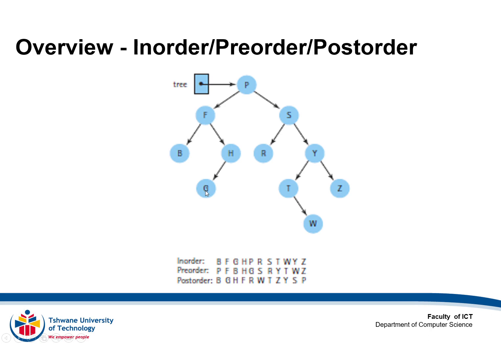From there, we go to the root, which is S, to its left child, R, and then we go to Y, its right child. And then from there, we go to T, and then from T, we treat its right child, and then we go to the right child of Y, which is Z, and we are done.